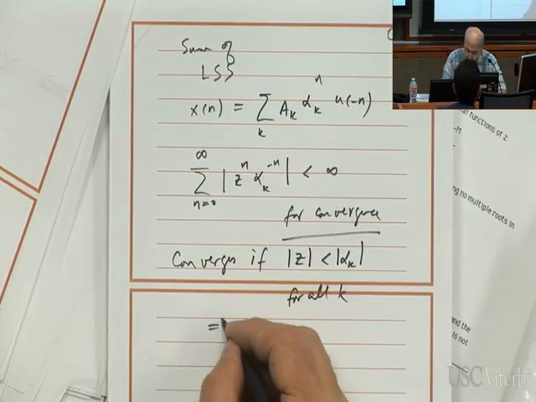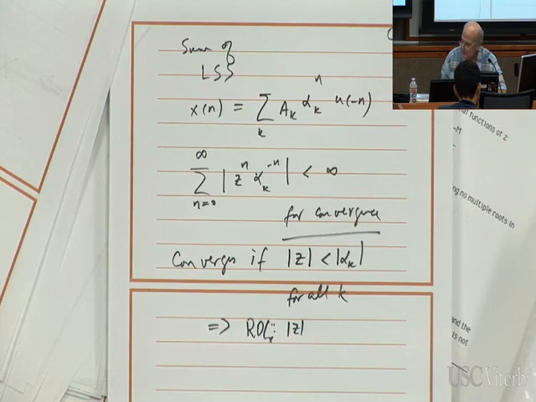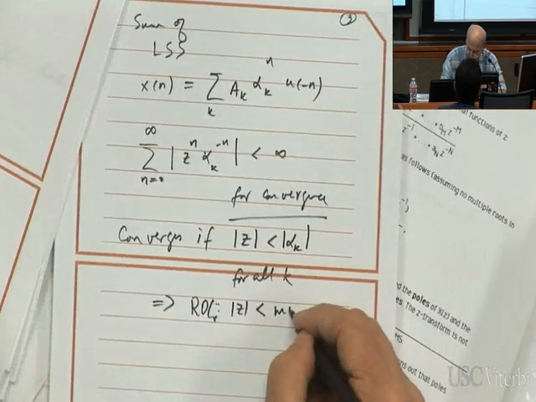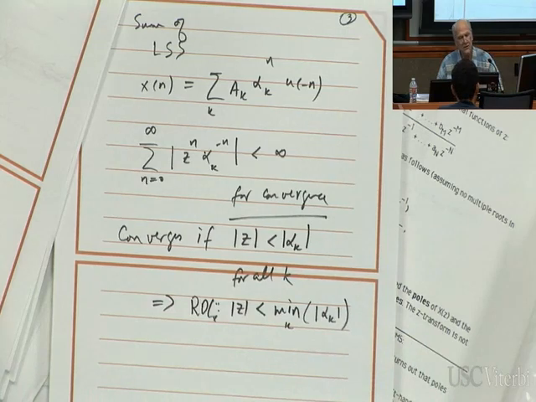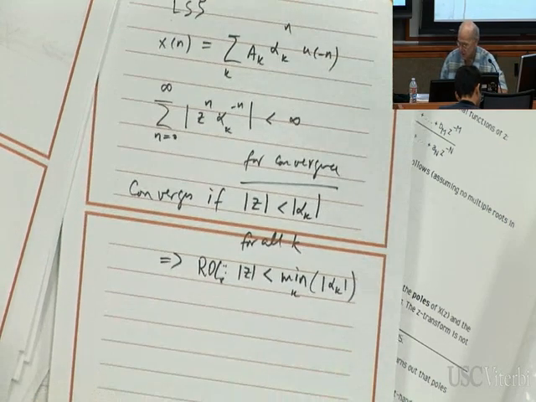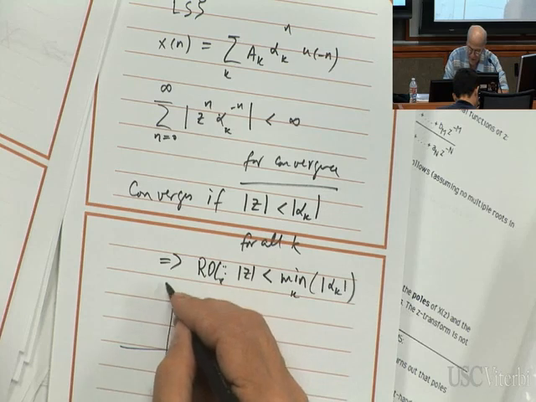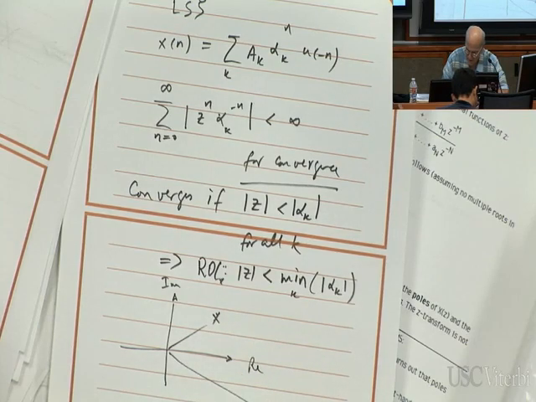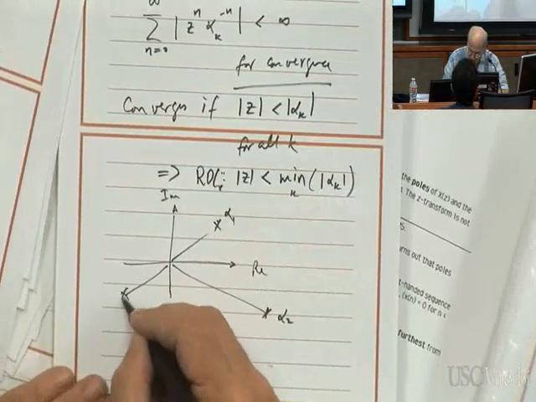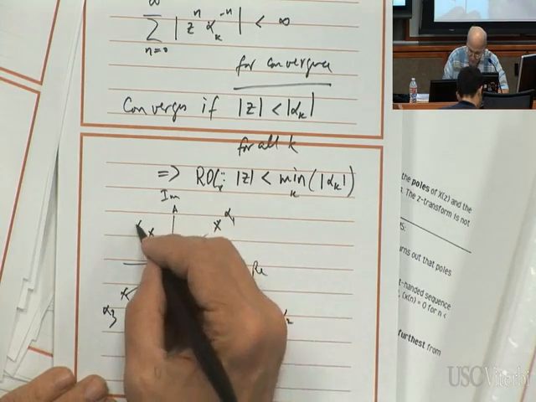So it's analogous to the previous case, except now, for this condition to hold for all k, what that implies is that the ROC is the set of all z such that the magnitude of z is less than the minimum of all of the alpha sub k. So it's either greater than the max or less than the min, in the case of sums of left-sided or sums of right-sided sequences. So if we plot its pole-zero diagram and overlay the region of convergence, here is alpha 1, alpha 2, say, just as many as you want, alpha 3, and maybe there's a little bitty guy here, alpha 4, etc.